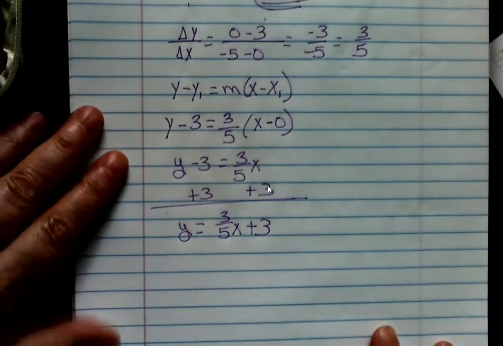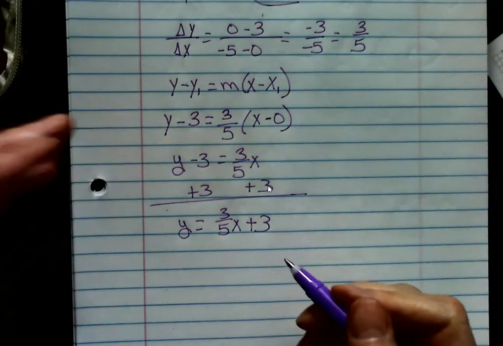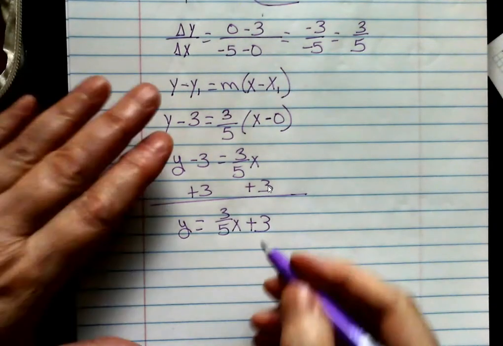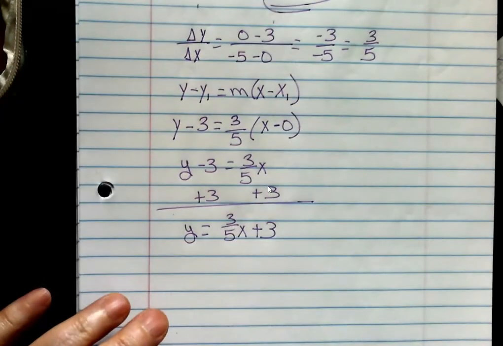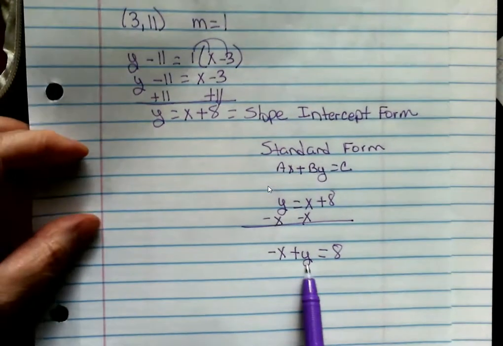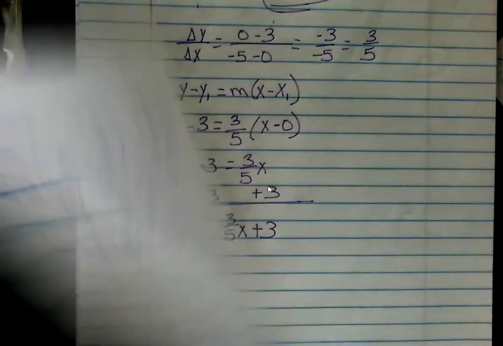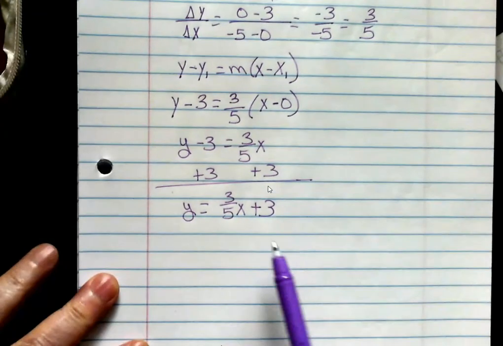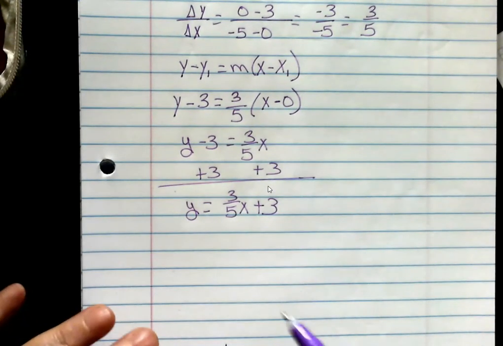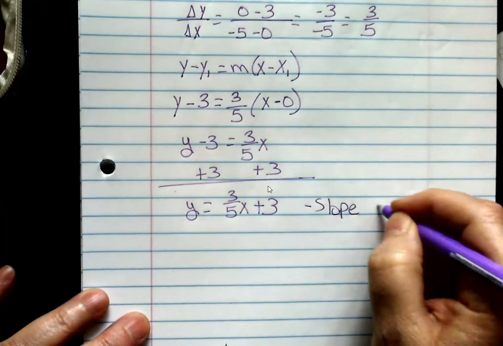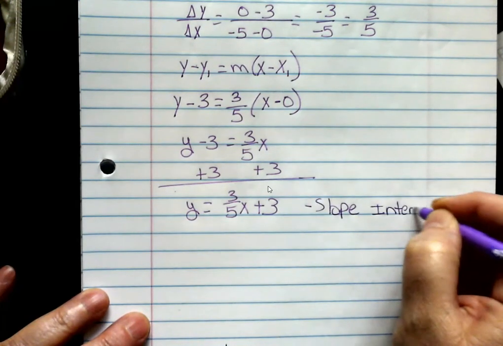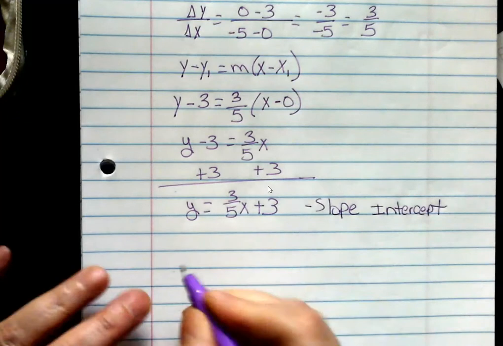And if I was going to write this in standard form, here's the thing about standard form. You don't ever want to have a fraction in standard form. When we did the other one, there was no fraction in it, so we didn't have to worry about that. But on this one, I have a fraction. I need to get rid of that. So this is slope-intercept, and that's okay to have a fraction.